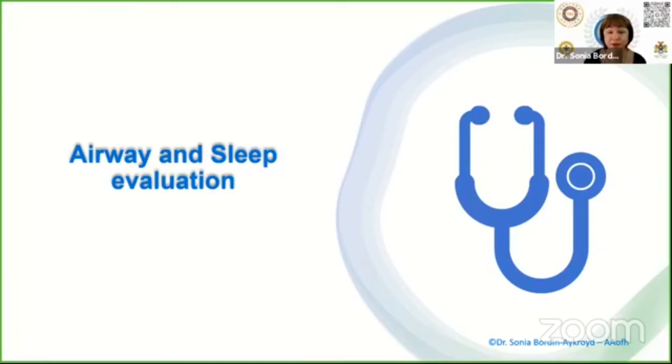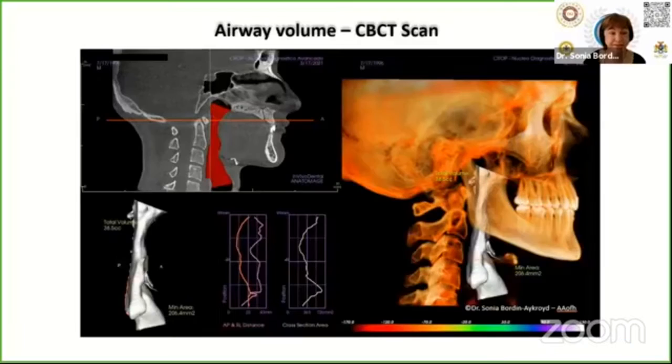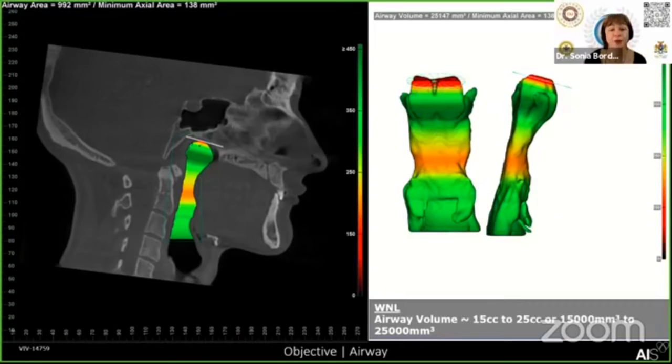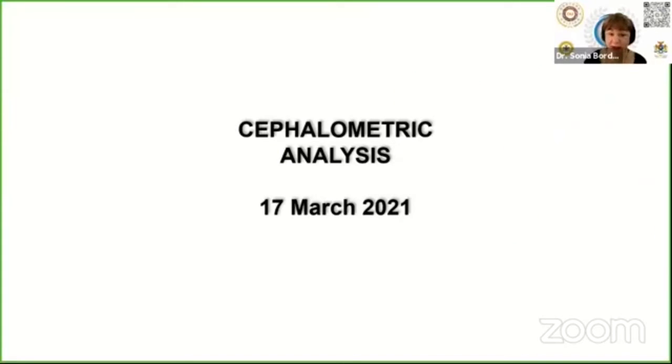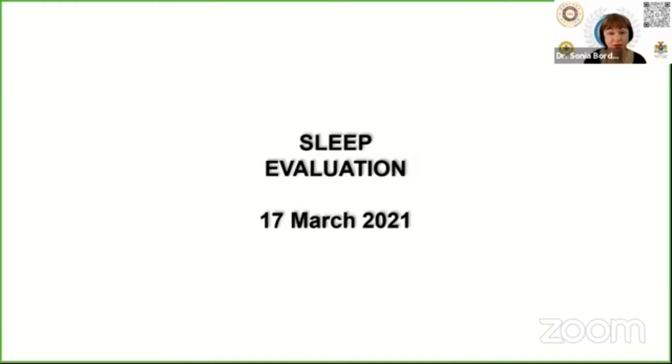We now move on to the airway and sleep evaluation. We do a complete airway evaluation using CBCT scan, where we measure the airway volume and look for any obstruction. We look at the cephalometric analysis. And now it's time to look at the sleep test.